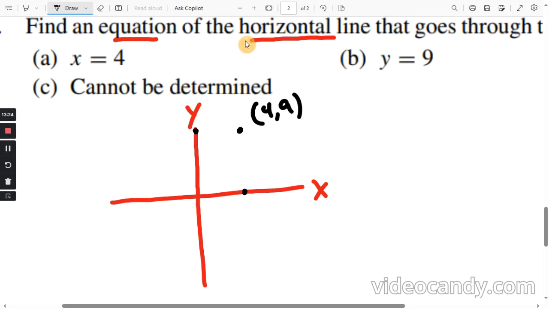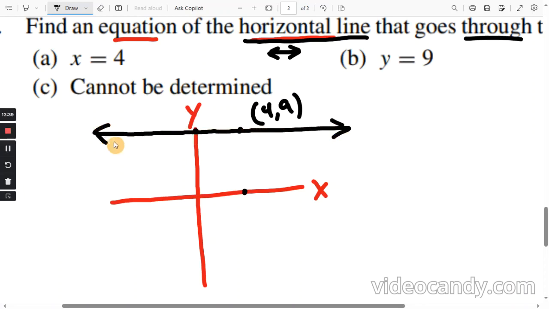Now let's draw a horizontal line through that point. Okay, vertical is up, down. We know that horizontal is left, right. So if I draw a line through that point, the line is never going to cross the x-axis, but it does cross the y-axis. And what point is that? Well, if this is y equals 9, over here it's still y equals 9. Over here it's y equals 9. The y-coordinate is how far up, down it is. So the equation for this line is just y equals 9. That's it. That's answer B.